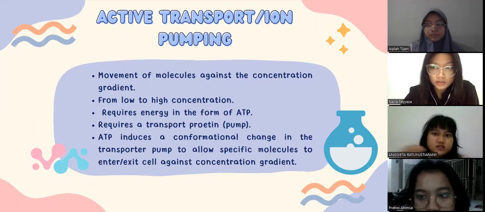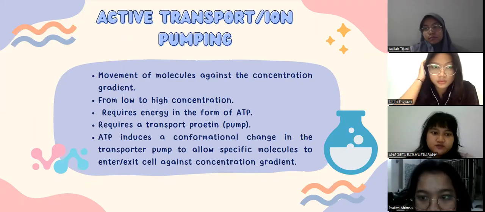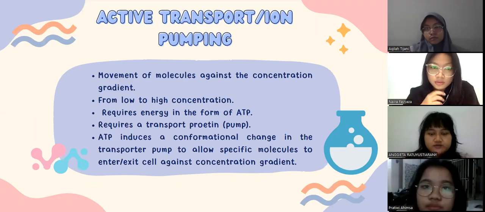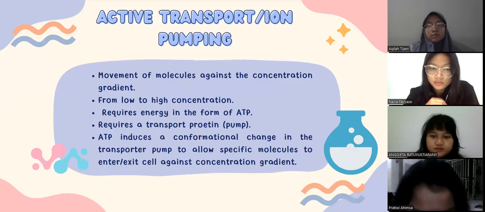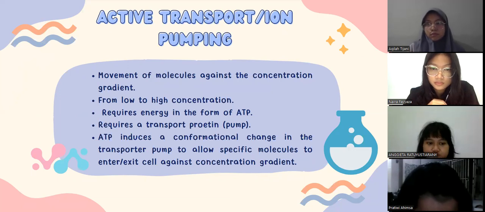The next one is active transport or ion pumping. The movement of molecules against the concentration gradient, from low to high concentration, requires energy in the form of ATP. It requires a transport protein pump. ATP induces a conformational change in the transporter pump to allow specific molecules to enter or exit the cell against the concentration gradient.